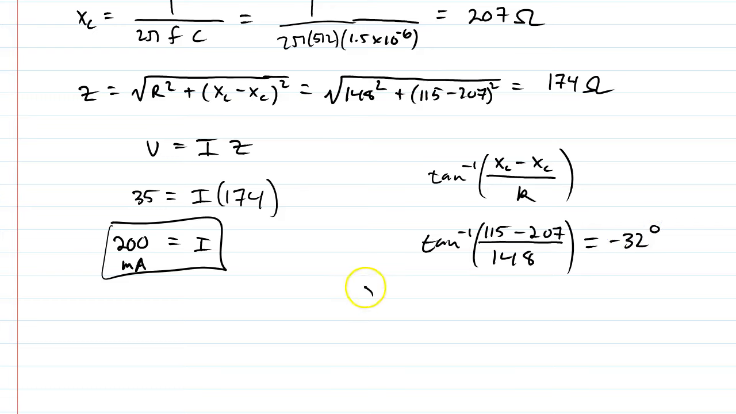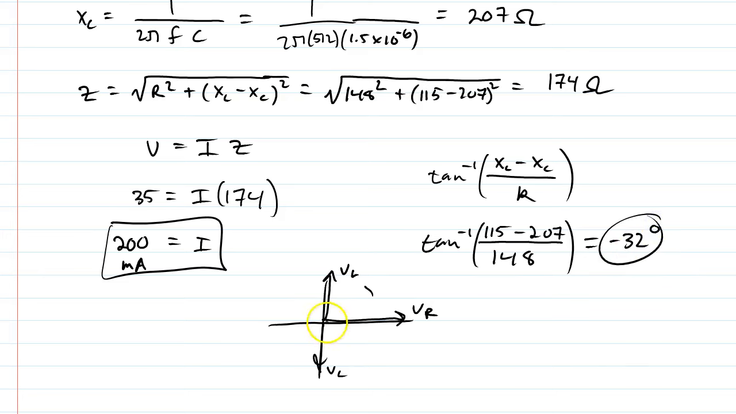So if you were to think about the phase diagram, you have the R going this way, VR. You have VL, and you have VC. Now, because our angle is negative 32 degrees, we actually have the V total that's going to be lagging a little bit, or leading, depending on how you talk about it. But that would be the phasor for the total. And not only that, but the magnitude of this vector is going to be 174.